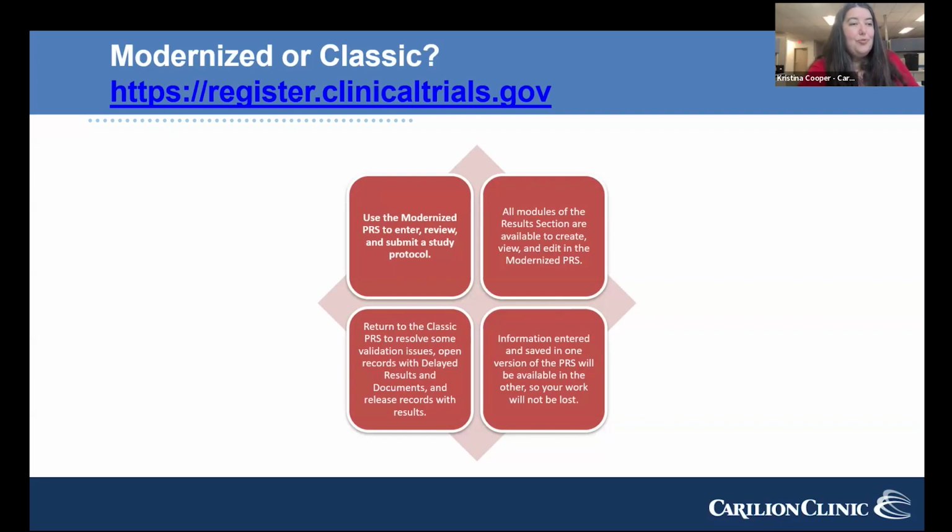If you have a study that you want to amend, they were recommending that you go back into classic. I do believe as of a couple of weeks ago, they are now saying you can do that in modernized and it should work. The good news is, either way, it'll save in both versions. So you can use classic or modernized and the results and information will be the same.